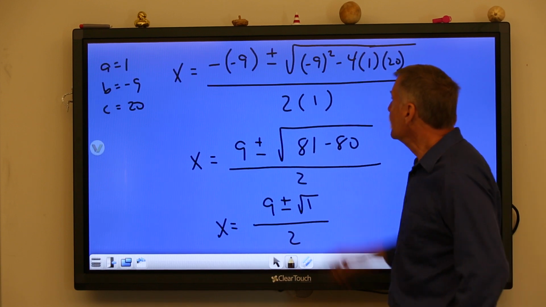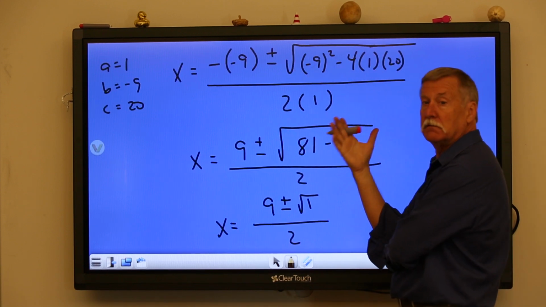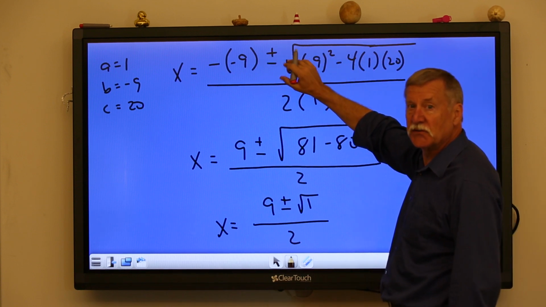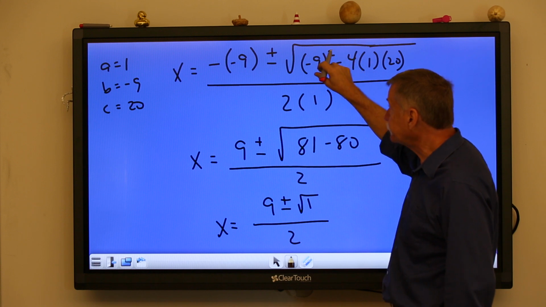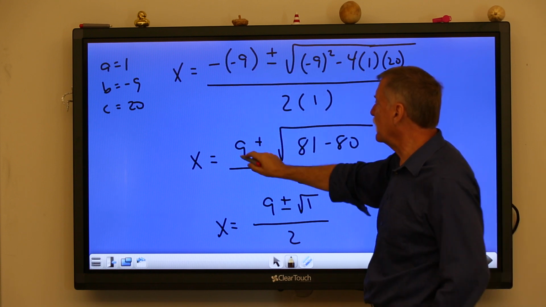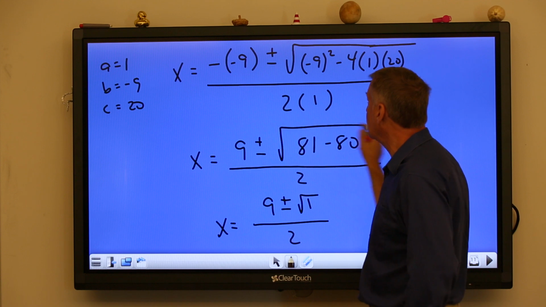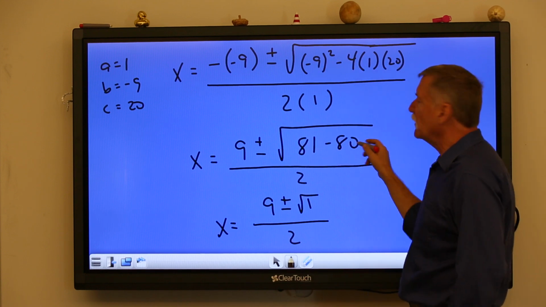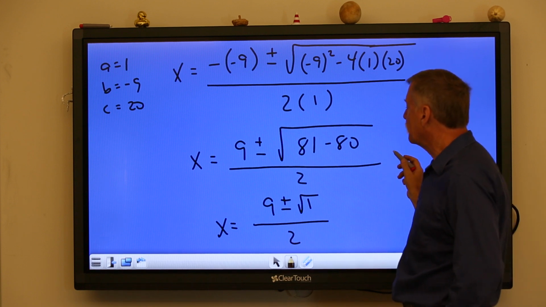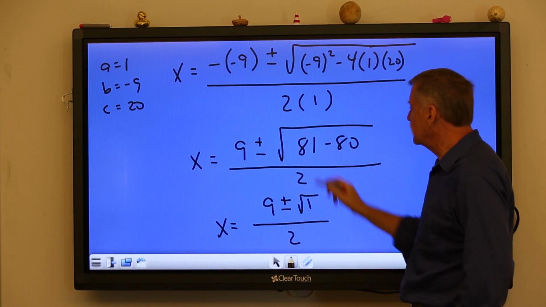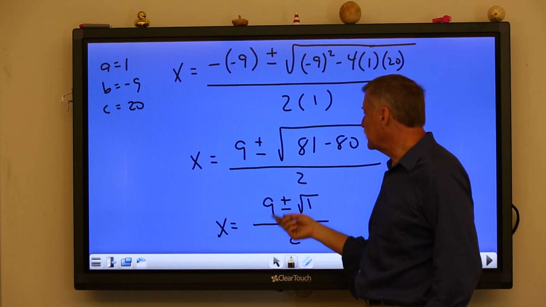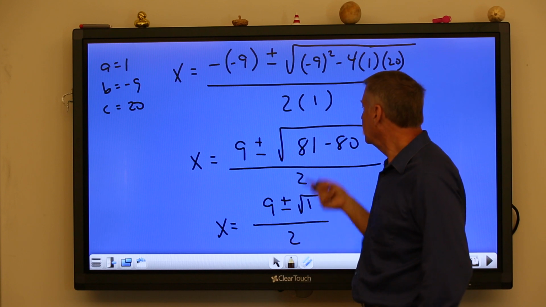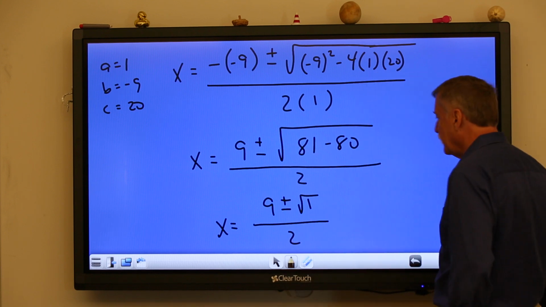Let's see. So we go back to our original quadratic where we filled in all the substitutions for a's, b's, and c's. And we got minus minus 9, which is 9, plus or minus the square root of minus 9 squared, 81, minus 4, times 1 times 20, which is 81 minus 80. There's our discriminant. And all of that is over 2 times 1, 2. So x is equal to 9 plus or minus the square root of 1, over 2. Oh, that's nice. Let's see how we do that.